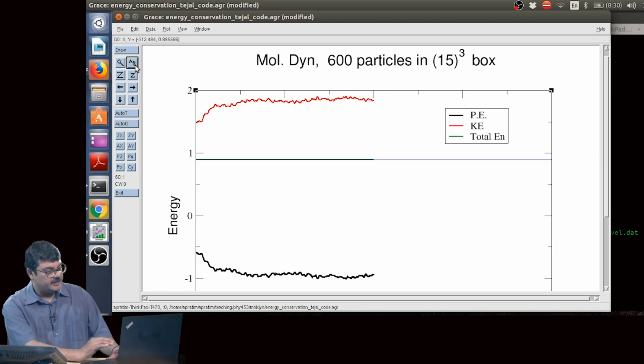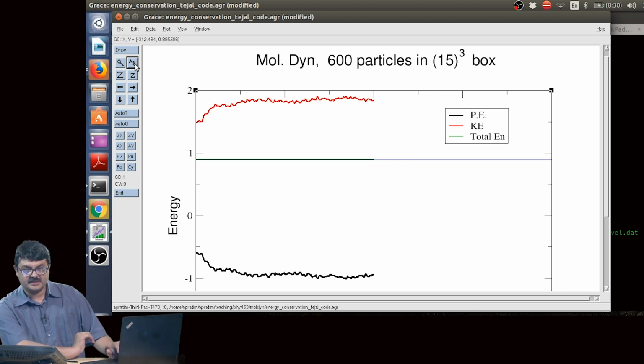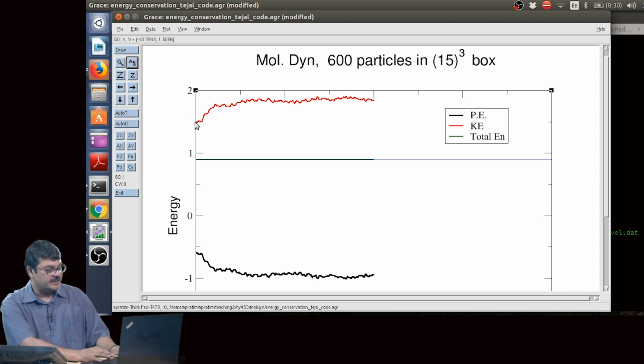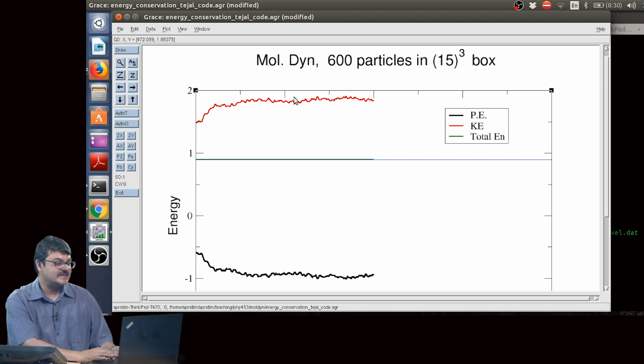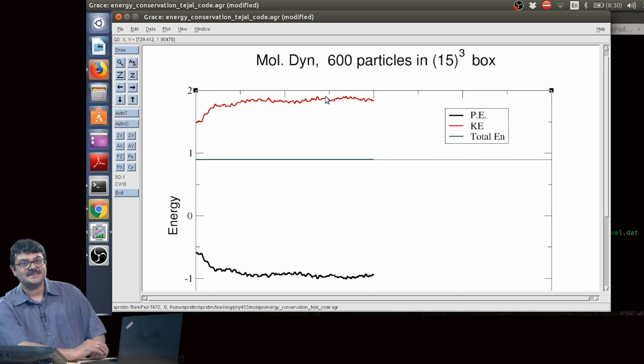Now, let me focus on this. You see that the kinetic energy started from 1.5 per particle. You wanted to set kBT to be 1. So, the kinetic energy per particle by the equipartition theorem has to be 3/2 kBT, but it has increased, which means effectively that the average kinetic energy has increased, which means that the average temperature of the system has increased.